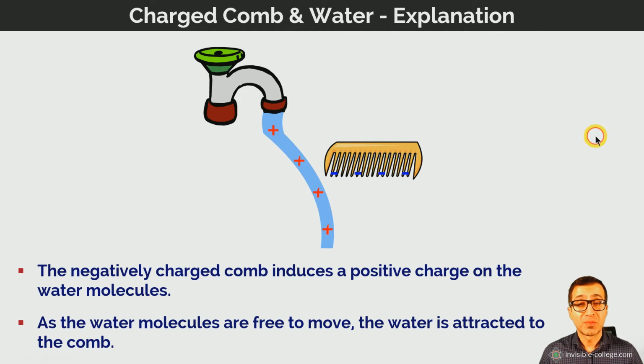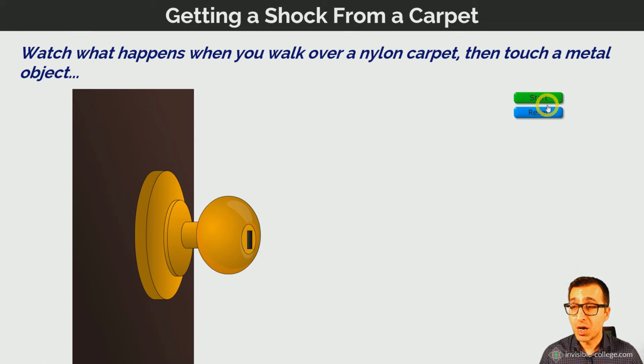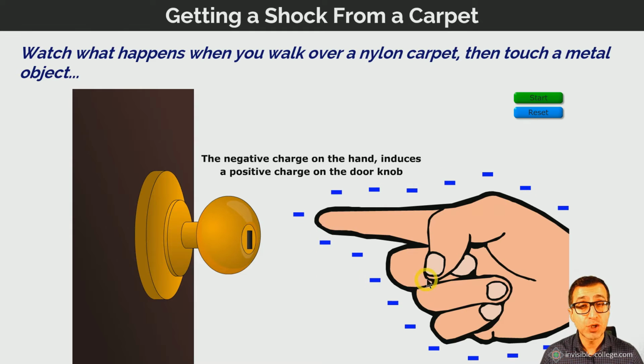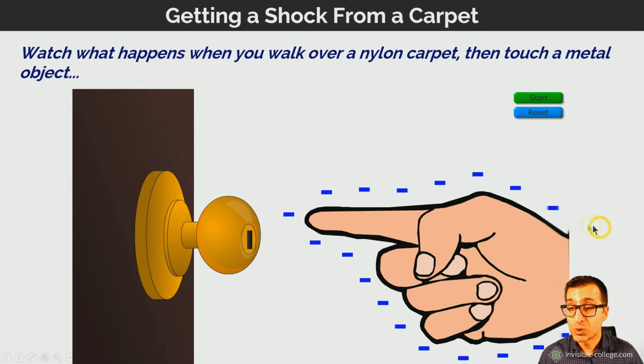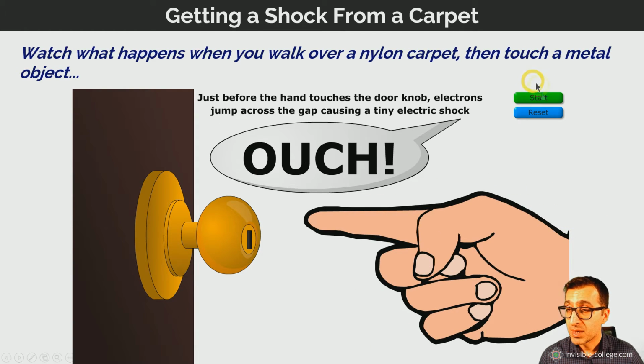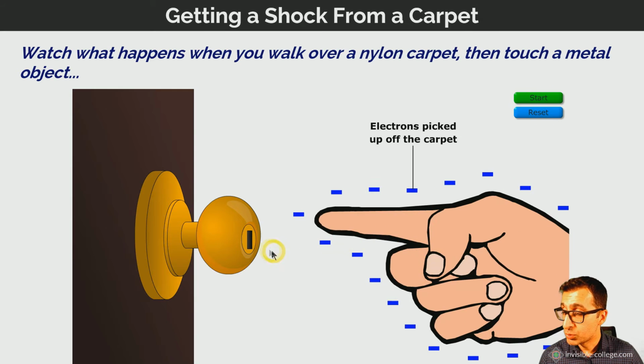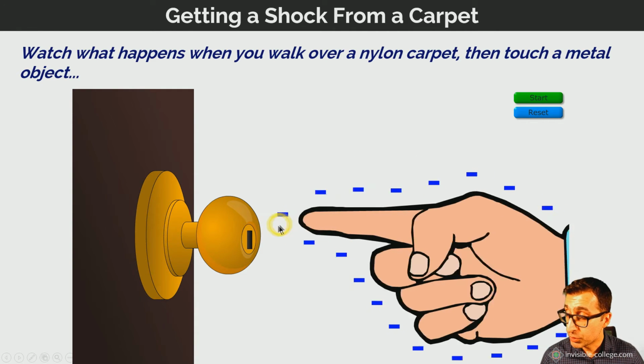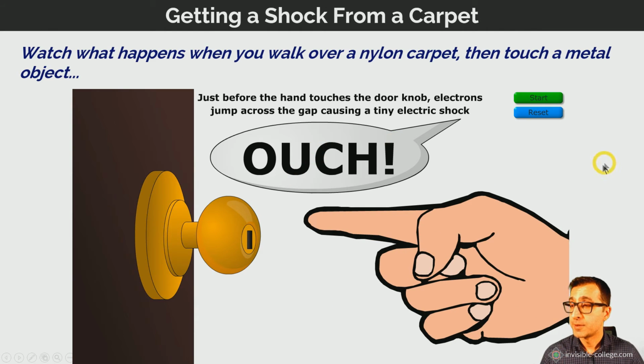So what about getting a shock from a carpet? Well, if you walk over a nylon carpet, your body will take up an overall negative charge because the friction between the soles of your feet and the carpet will have stripped electrons from the carpet, which will then build up on the surface of your body. As you then move your fingertip towards the door handle, this can cause the electrostatic charge that's built up, those electrons on the surface of your body, to jump across this gap. And this is what you will experience as an electric shock.